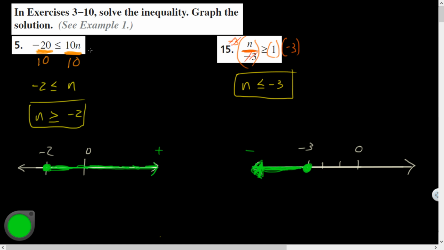Not too shabby. Really, the idea is the same for solving. Use inverse operations, and whenever you multiply or divide by a negative, flip that inequality, right? So that's the big idea right there. That was kind of the new thing with this lesson. Let's see, let's jump on down.